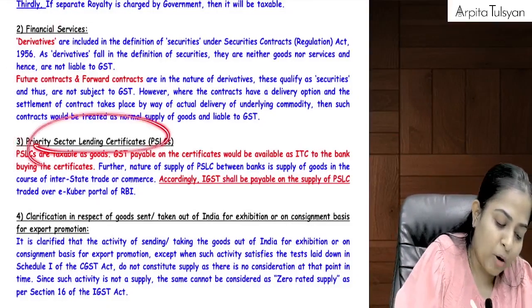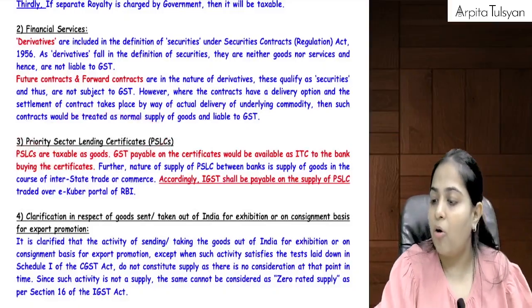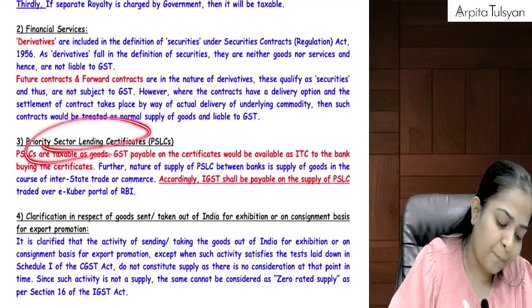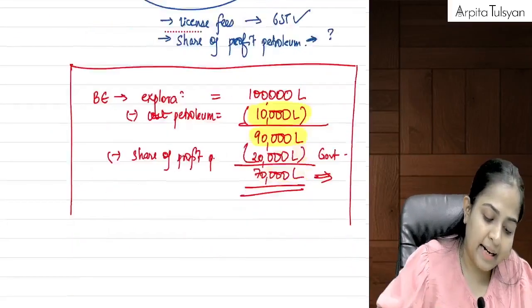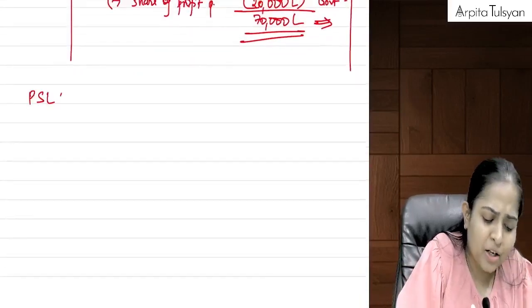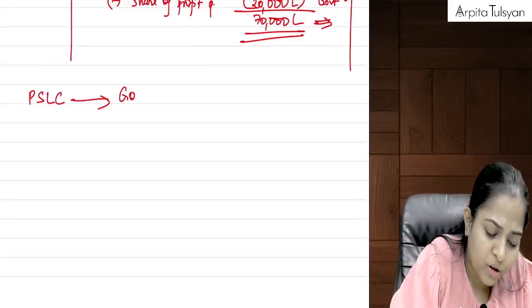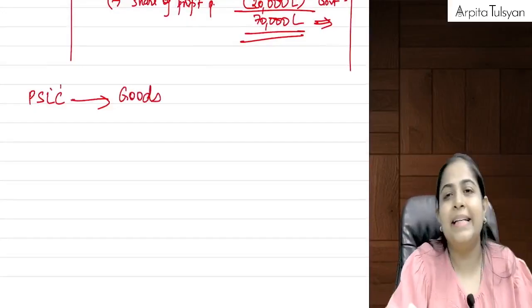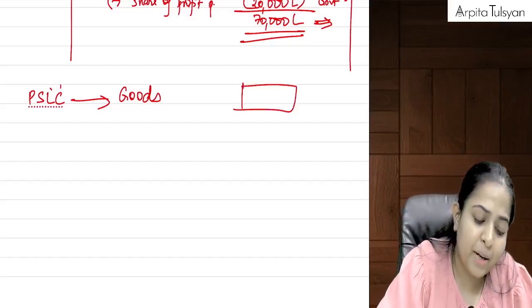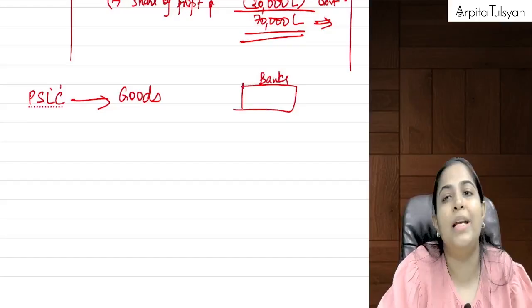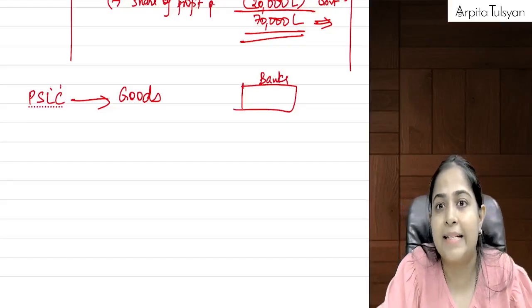Last one talks about priority sector lending certificate. I don't know if you have studied about this or not, but there is a concept called priority sector lending certificate. As per the old indirect taxes law also, it was considered as goods. It is nothing but a tradable certificate between banks. It is traded only in the banks. Banks with other banks, they do the trading in this priority sector lending certificate.